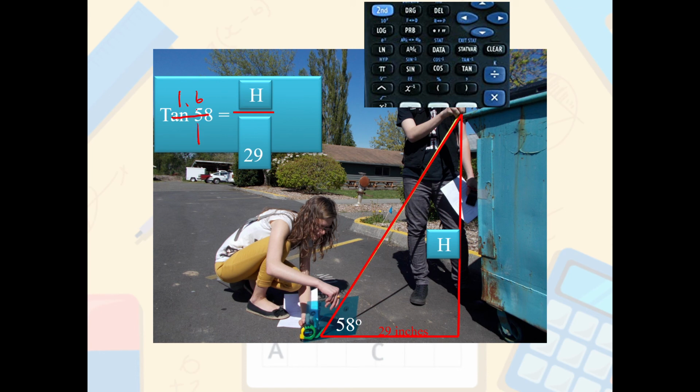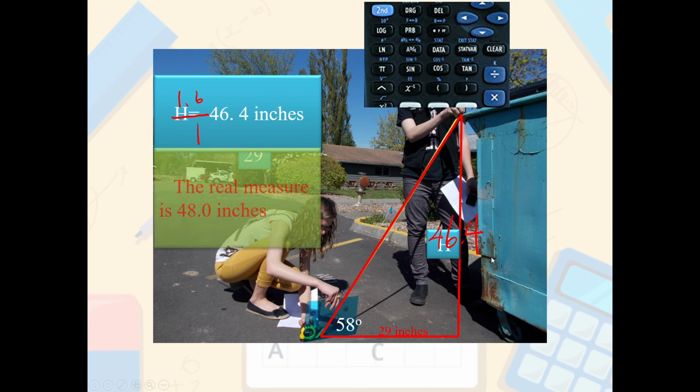Then you can just cross multiply. H times 1 is H. 29 times 1.6 is about 46.4 inches high. So we know this is 46.4 inches high. Then they measured the real height, and the answer is 48. It's only about 1.4 inches difference. And they got the buy-in: oh, I can use trigonometry to estimate anything! Let's go on to the next.